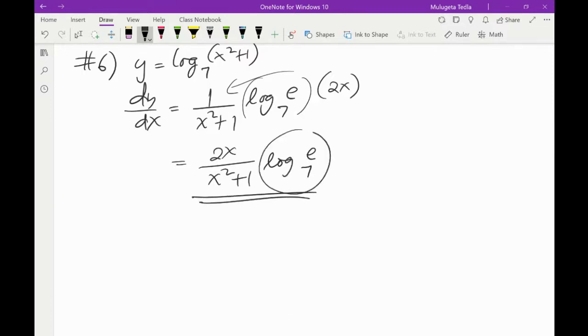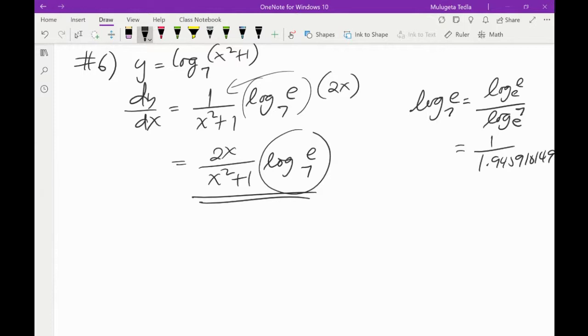Okay, this is a number, by the way. Who can help me to find that number? What is log of e to the base 7? You can change it into log of e to the base e over log of 7 to the base e. These are the same, if you remember the logarithm property. So log of e to the base e is 1. Log of 7 to the base e is ln 7, which is equal to 1.945910149. And I flip that, it's actually 0.513898. So that's the number.